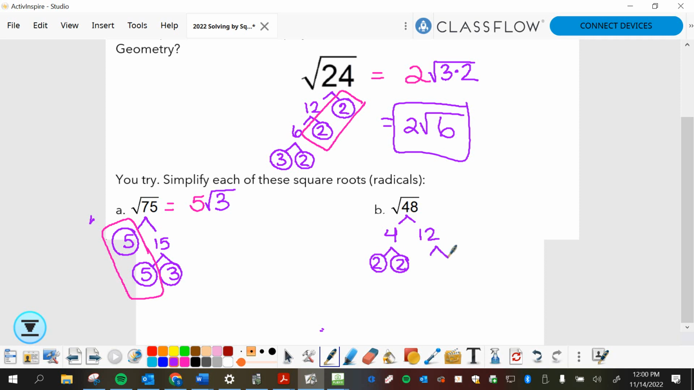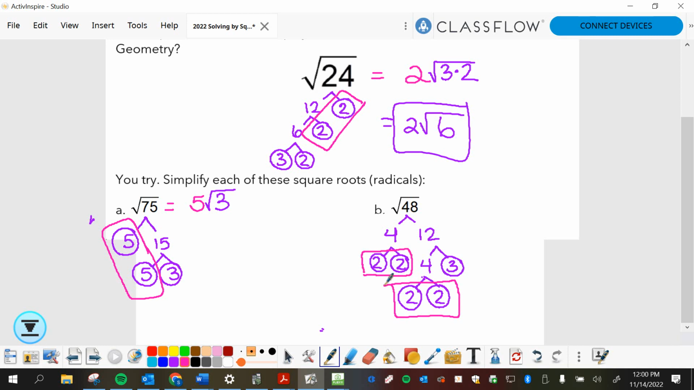And 12, we could do 4 times 3. You could do 6 times 2, right? 3 is prime, so we can circle it, but 4 is not, right? We have to break 4 up again into 2 times 2. Prime, circle; prime, circle. Okay, then we look for pairs. So I have a pair of 2's and another pair of 2's, right?